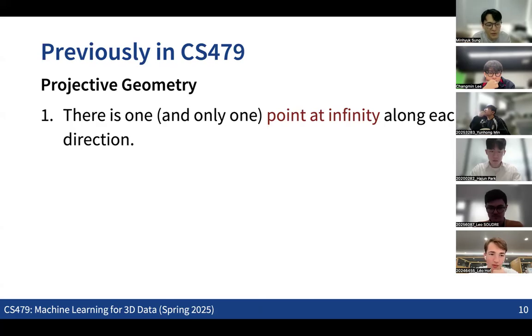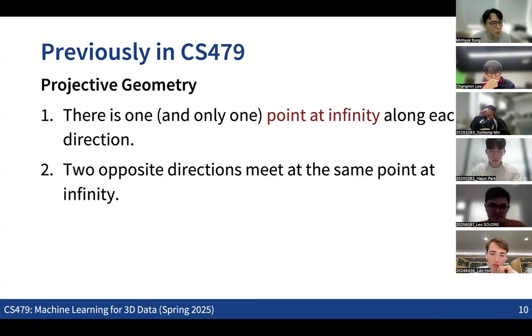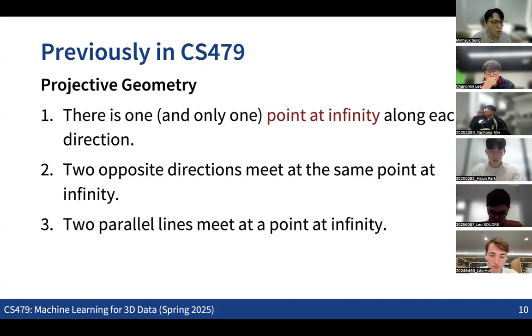And also, by definition of the point at infinity, there is only one point at infinity along each direction, which means that whether you go in one direction or the opposite direction, you're going to see the same point at infinity. So two extremes basically meet at the same point, right? This also means that all the parallel lines meet at the same point at infinity. Regardless of any offset in the space, if you are heading in the same direction, then you are heading to the same point at infinity.